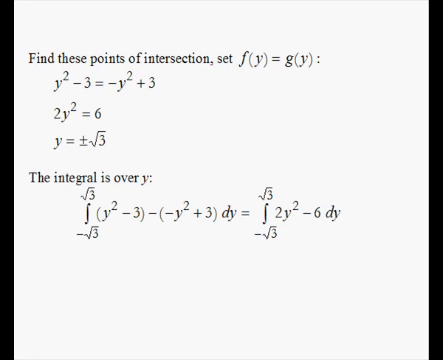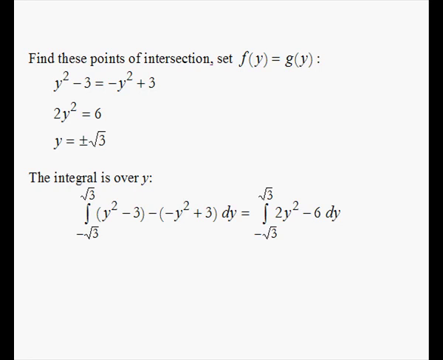So to find the limits of integration when the problem is stated as area enclosed between two curves, we set f equal to g, and then we solve, and we get y1 and y2. In this case, y1 is negative root 3, and y2 would be positive root 3. Those become our limits of integration, and then we just integrate f minus g. In this case, we don't have any absolute value signs because f is always to the right of g. So when we integrate, we'll get a positive area.